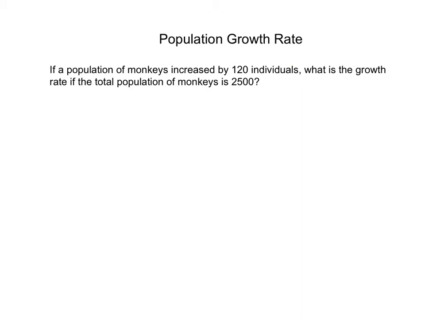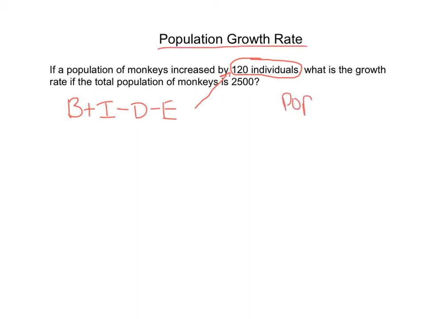Alright, so let's try this one. You have a population of monkeys which grew by 120 individuals. Now remember, you figure out the population growth with the births plus immigration minus deaths minus emigration. And when they did that, they got 120. So there's 120 more monkeys than there were before. Now, the formula for population growth rate is the population growth divided by the total population.